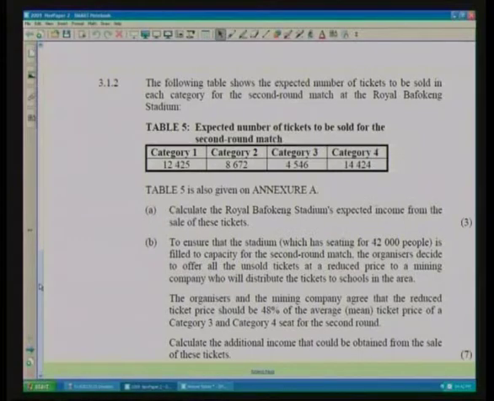It says that the organizers and the mining company agree that the reduced ticket price should be 48% of the average ticket price of a Category 3 and Category 4 seat for the second round.